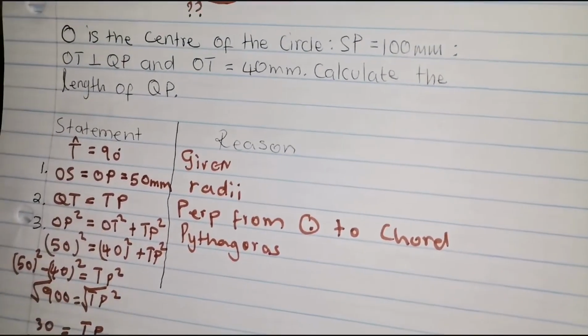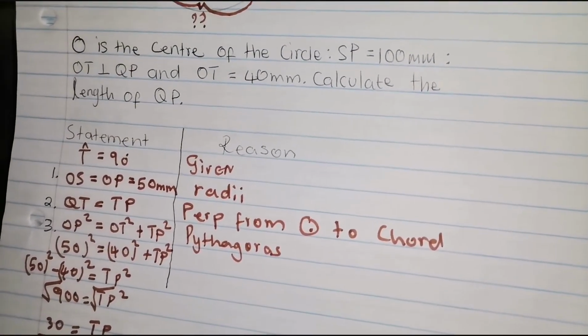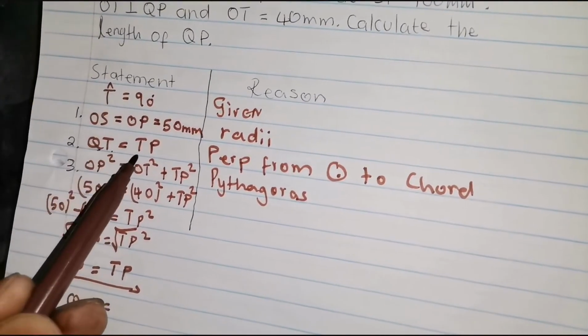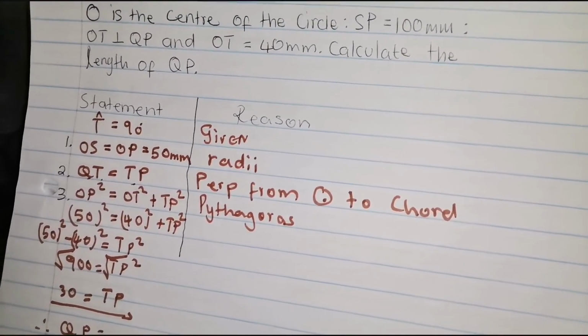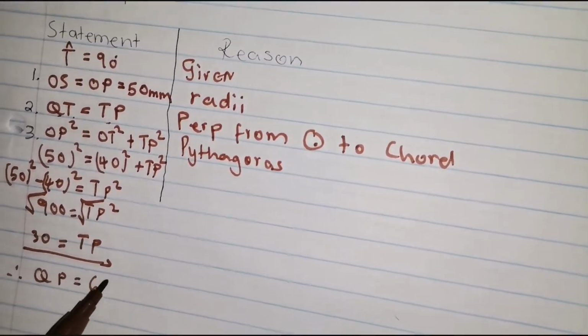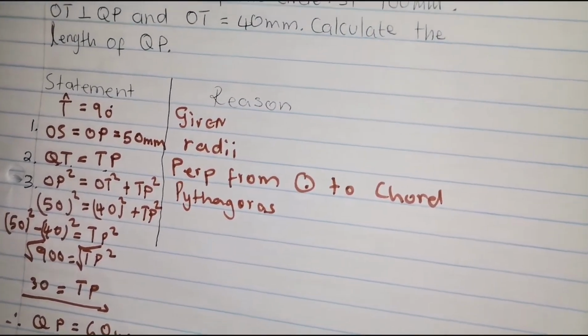TP is equal to QT. QT is equal to TP, equal to 30 millimeters each. Then when you add 30 plus 30, it is equal to 60 millimeters. Then you are done with this question, guys.